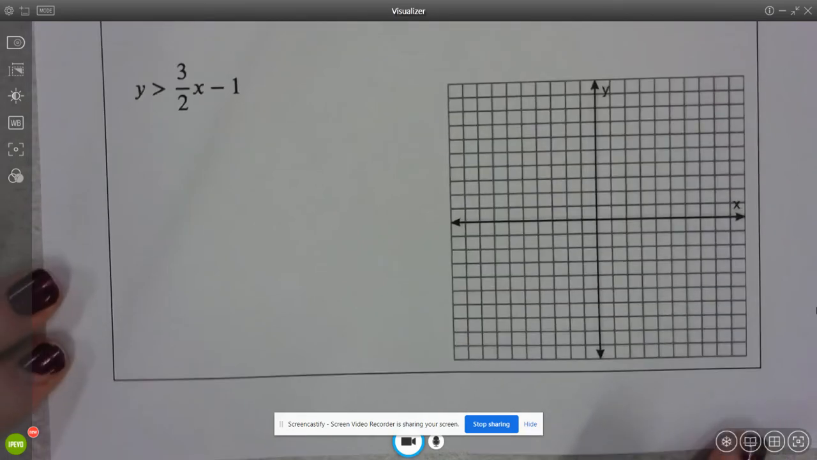And today, of course, my document camera doesn't want to work with me. Today we're going to be graphing. And as soon as the screen freezes, we'll be able to see our first example.